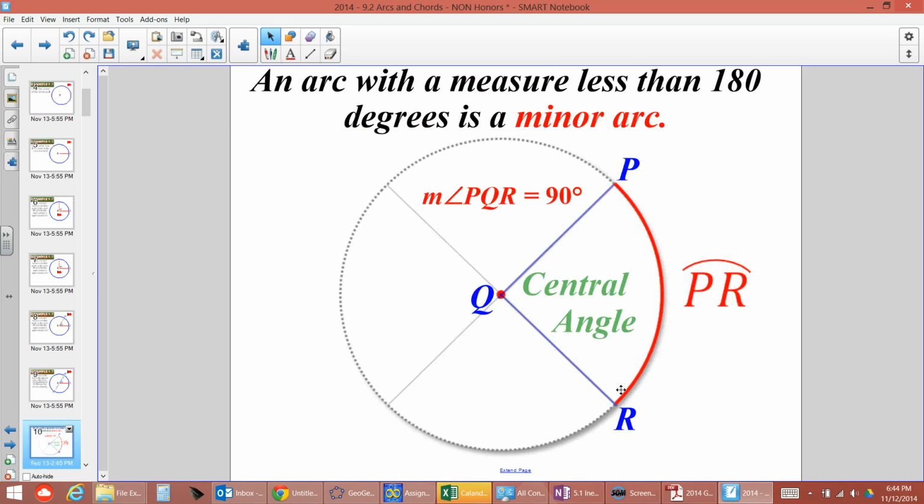We're going to use this information about central angles and other things to do math today, but a definition you might want to know: if I say the word minor arc, I'm talking about an arc that's less than 180 degrees. So this arc right here, PR, is a minor arc, and it measures 90 degrees because it's the same as the central angle.